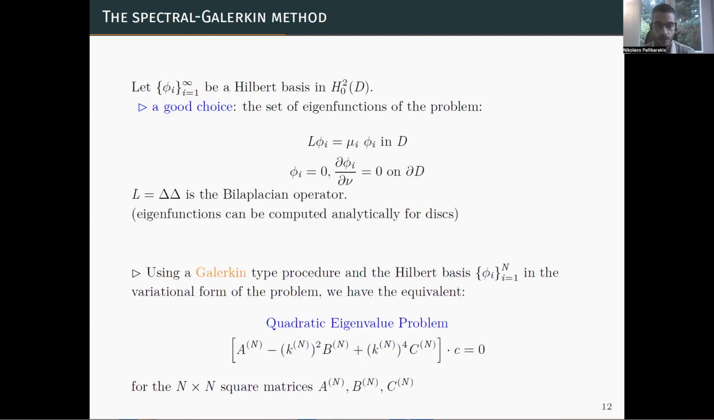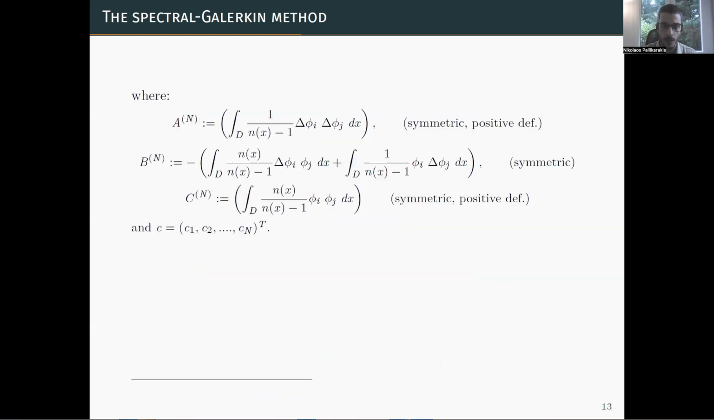So, assuming we have this Hilbert basis, we do the Galerkin procedure as follows. We take a finite sub-basis, and by using the variational form of the problem, we have the equivalent quadratic eigenvalue problem, where k_n is the approximated eigenvalue, and the matrices A, B, and C are square matrices n by n, and have the following good properties.